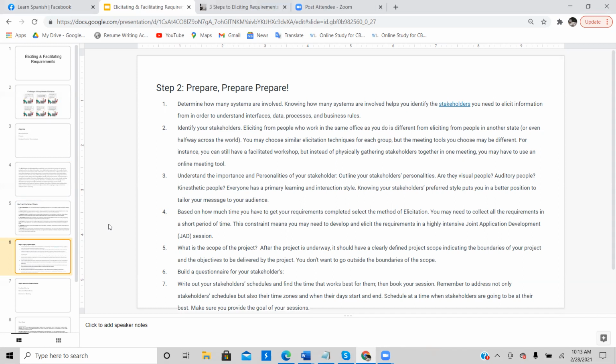A couple of steps to follow here. One is to determine how many systems are involved. By knowing how many systems are involved, it helps you identify the stakeholders you need to gather information from in order to understand things like: what are your interfaces? What is the data? What are the processes? What are the business rules?